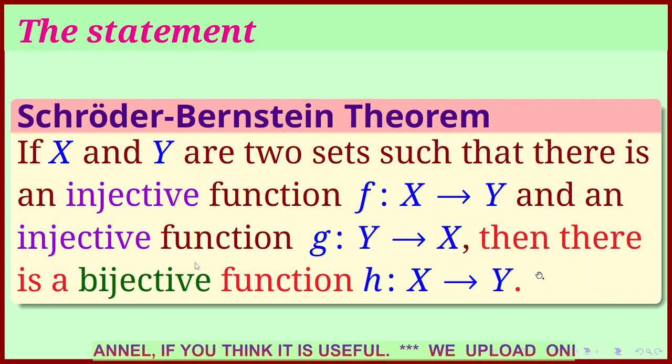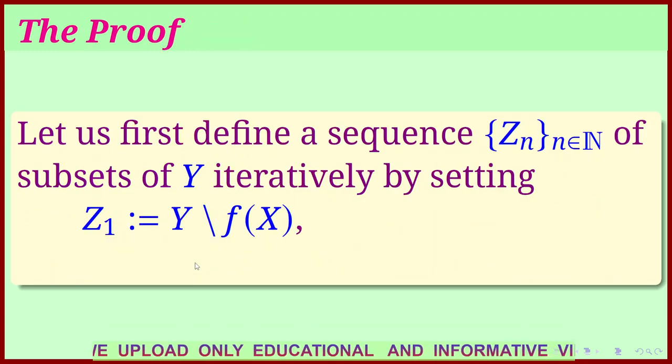So let us now prove it. Let us first define a sequence Zn, n running over natural numbers 1, 2, 3, 4 and so on. This is a sequence of subsets of Y, that means each Zn is a subset of Y, and this sequence is defined iteratively. First of all we define Z1. The first element of this sequence is the complement of f(X) in Y, that means Z1 is Y minus f(X).